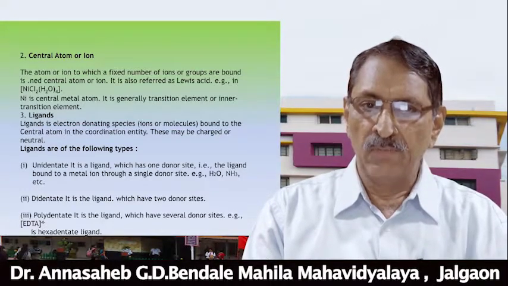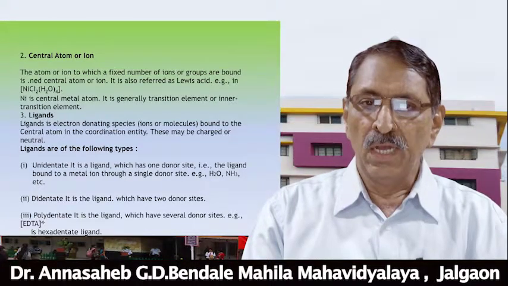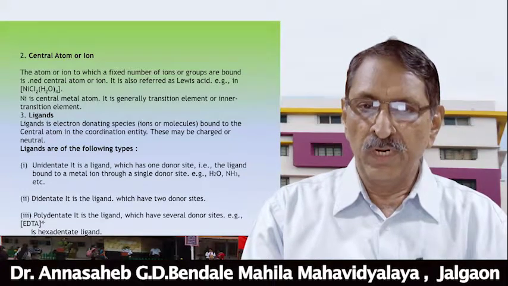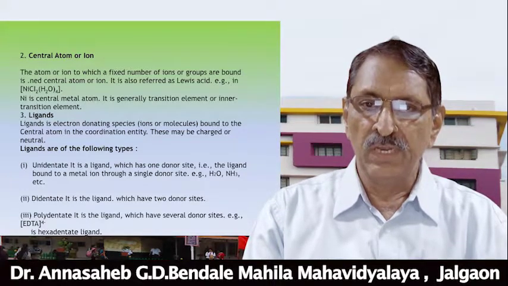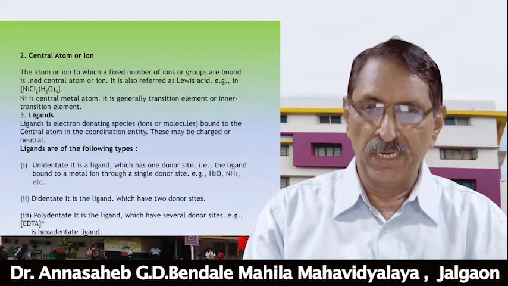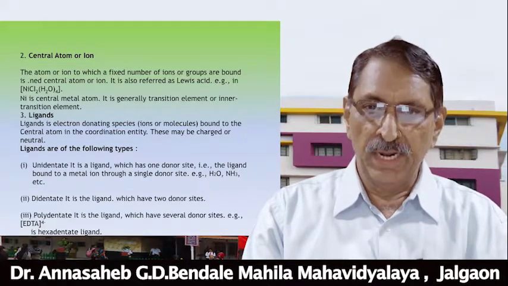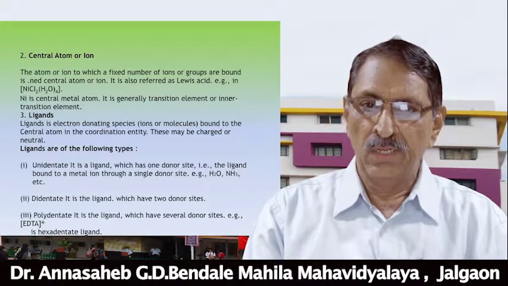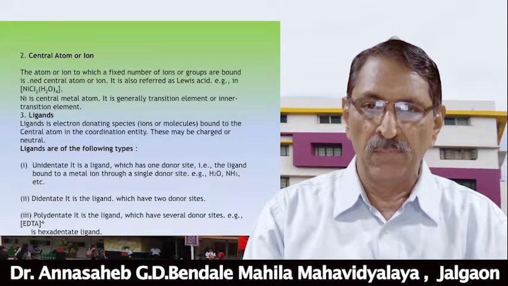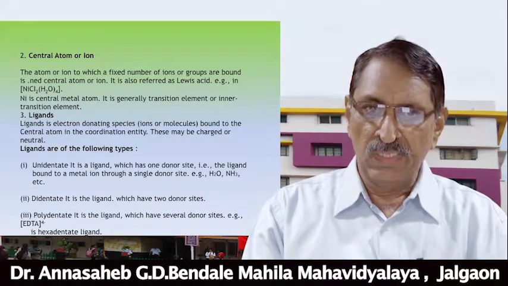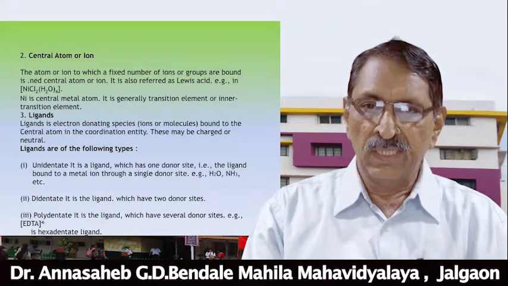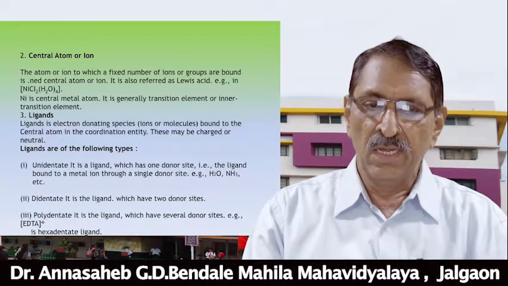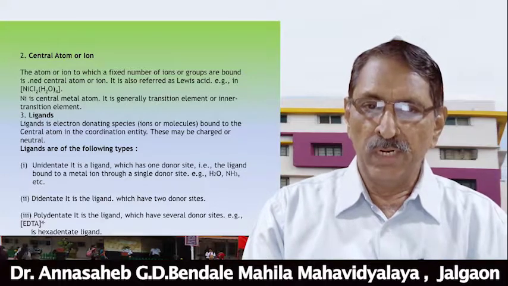The first type of ligand is the unidentate or monodentate ligand. In short, a monodentate ligand is a species having one donor site, that is, it can be joined to the central metal ion from one side. The ligand binds to the metal ion through a single donor site. There are a number of examples of monodentate ligands: halogens, water molecules, ammonia molecules, etc.